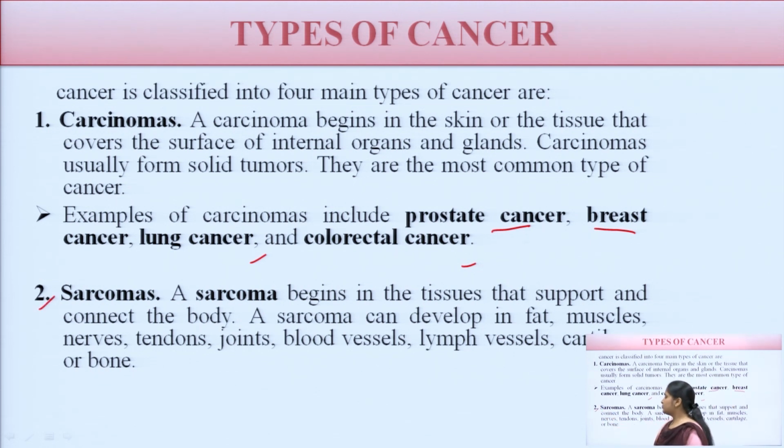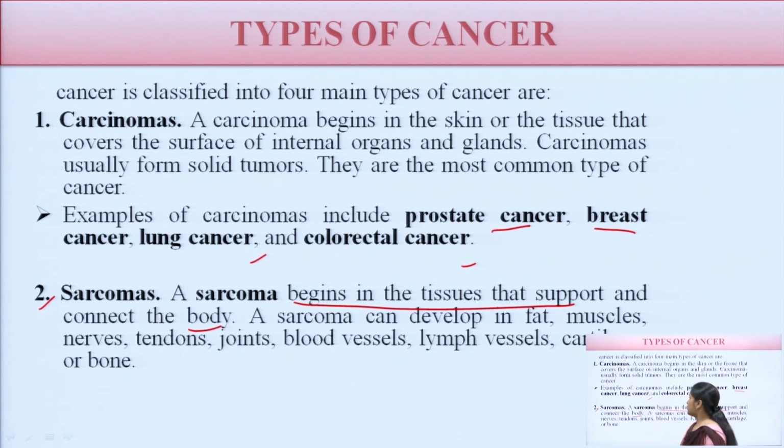Now, sarcoma. What is sarcoma? Sarcoma begins in the tissues that support and connect the body. Basically, sarcomas are cancers that affect supporting cells, like connective tissues. Connective tissues are the supporting cells that connect tissues to each other in the body and perform particular functions, right.